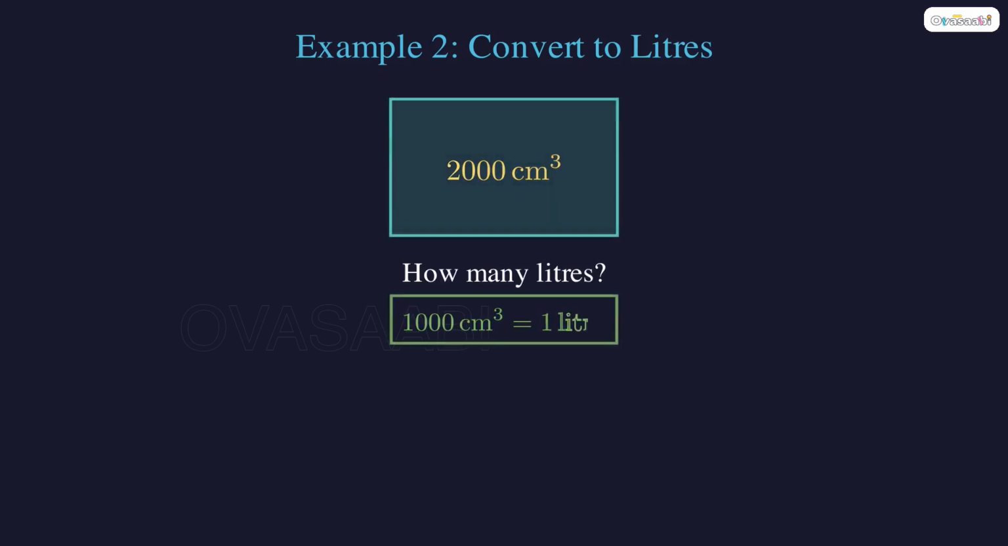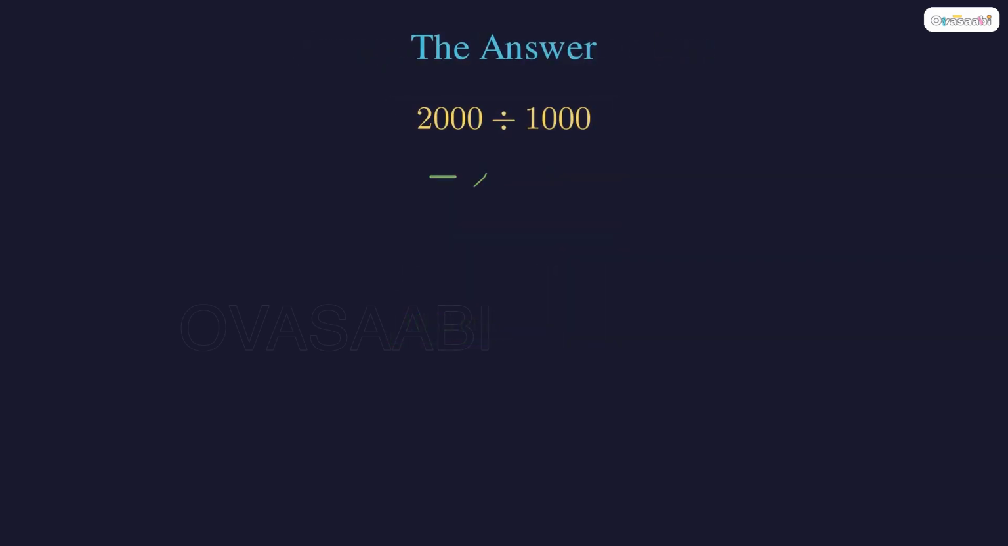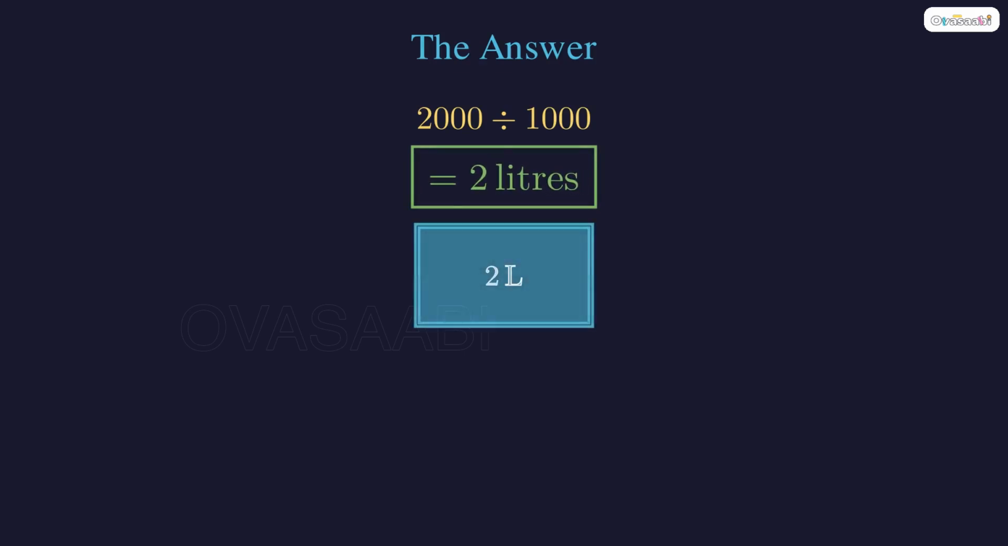Example 2. A tank holds 2000 cubic centimeters of water. How many liters is that? We use our magic link. 1000 cubic centimeters makes 1 liter. Divide 2000 by 1000 and we get 2 liters. So the tank holds 2 liters of water. Easy, just like sharing 2000 grains into groups of 1000.